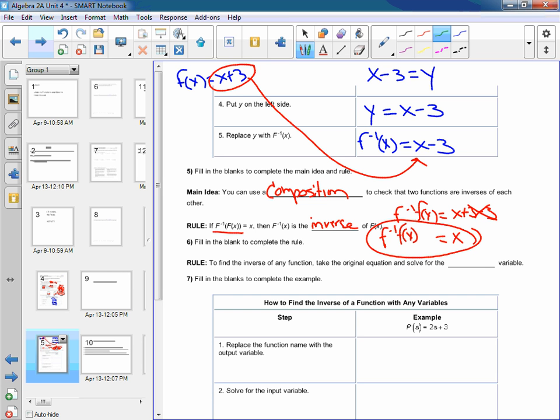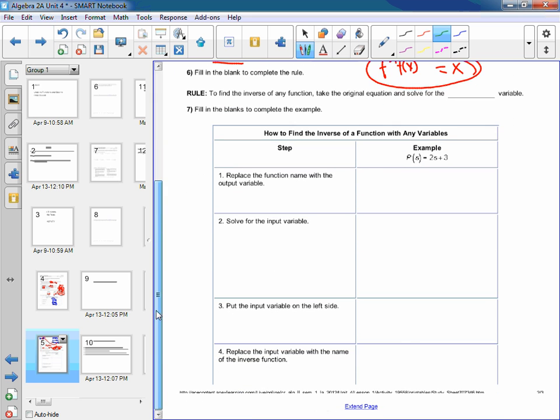The second quiz then deals with, well, what if we have a function and it doesn't say f of x? Okay, it's p of s. So what's our rule to solving something like that? To find the inverse of any function, take the original equation and solve for the input variable. So we're going to write this, instead of p of s, as p. P equals 2s plus 3.